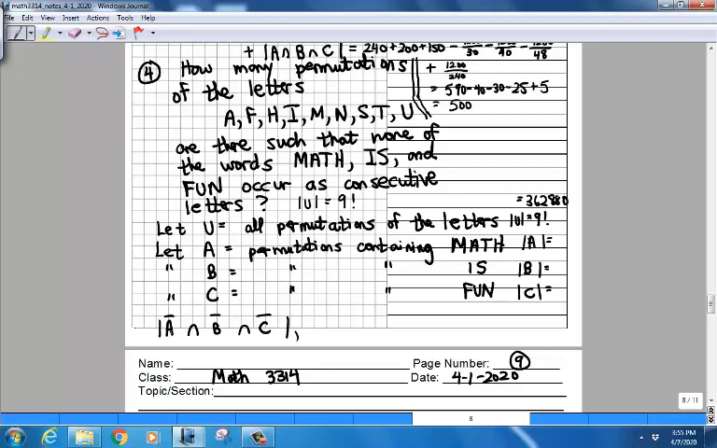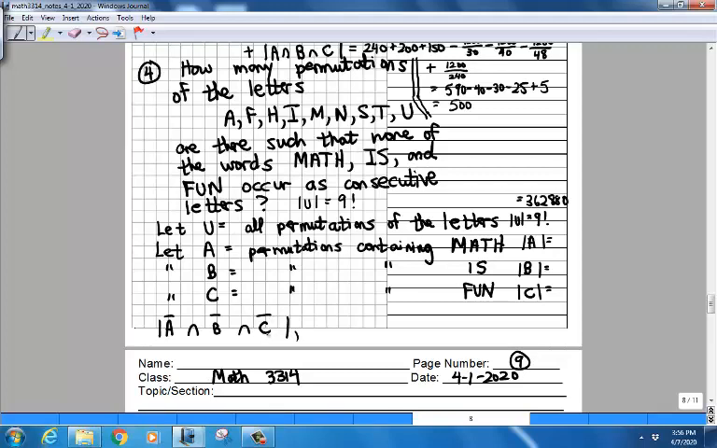Okay. See, A complement is words not containing math. B complement is permutations, words not containing is, and C complement is permutations not containing fun, right? Okay, so if you combine all of those, no math, not is, not fun. That's exactly the set that we were asked to count. So if I can determine the cardinality of this set, then I will have answered the problem.